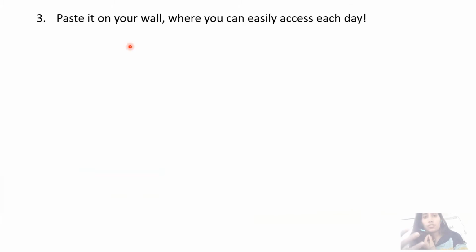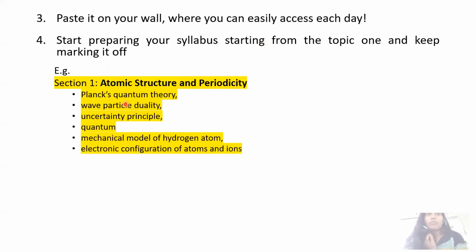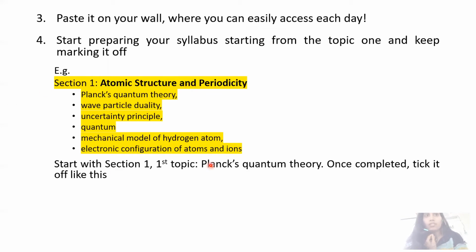Third thing, once you have written your syllabus, you have to paste it on your wall where you can easily access it each day. Start preparing your syllabus starting from topic 1 and keep marking it off. So what I mean by that is, for example, if you started with atomic structure and periodicity, there are a number of subtopics. So start with the first one. The first topic in this case is Planck's quantum theory. Once you have completed it, you can tick it off like this.